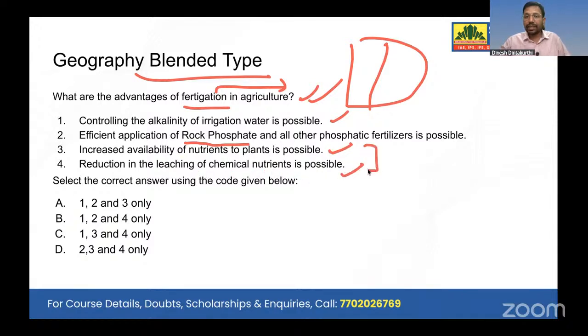So in Punjab and Haryana, it started to be implemented because more NPK, nitrogen and phosphorus, is used in those states, and also in UP. So they have gone with this fertigation, right? So this is one such question. So eliminating two, we get our answer.